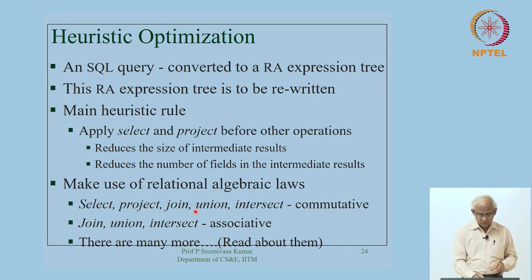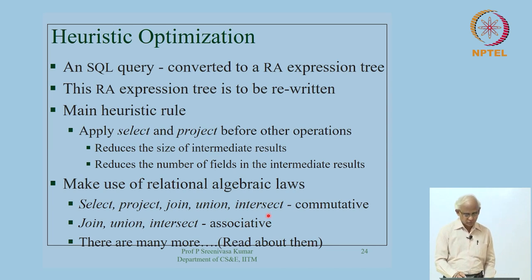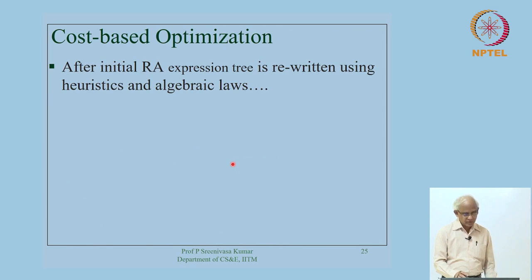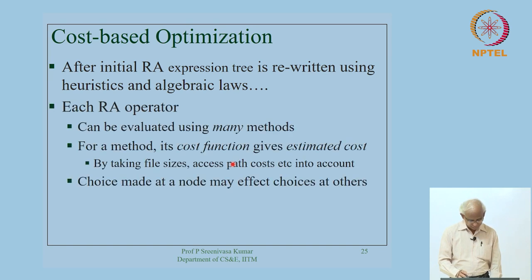Now how do these operators interact with each other? There are a lot more algebraic laws that we can express. I am not going to cover them in the lecture, but please read about them. They are very interesting, so you can make use of them. They are not very difficult to understand also. So basically we will make use of these relational algebraic laws and the heuristic rules, and then do a rewriting of the expression. And then the cost based optimization will come into picture.